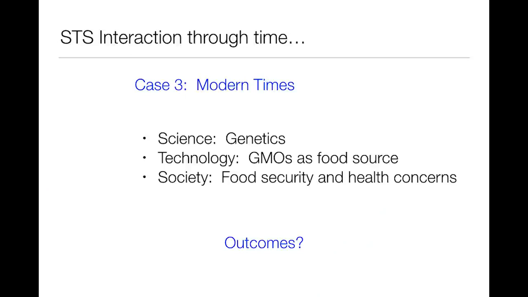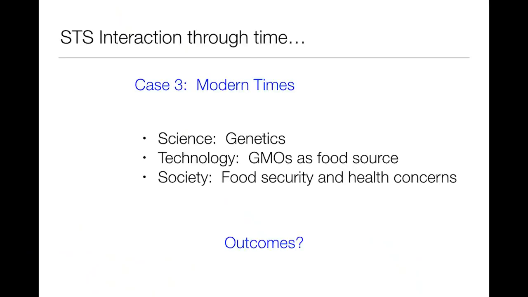When we started burning fossil fuels during the first industrial revolution, the carbon dioxide level in our atmosphere also began to shoot up. And as a third case study, I will take you to the modern times. The science that is involved here is the science of genetics, our understanding of the genes, the code that dictates everything from seeds up to the adult stages of plants and animals. The technology I will be referring to specifically for genetically modified organisms as food source.